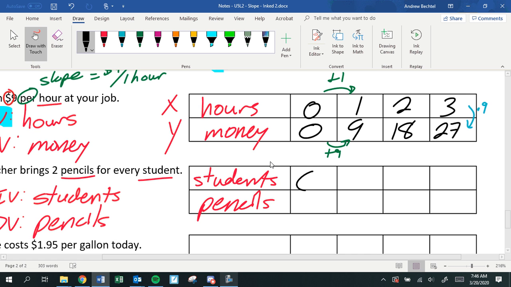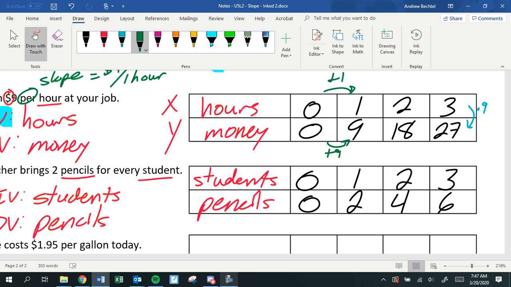If I have 0 students, I don't need any pencils. If I've got 1 student, they're going to need 2 pencils. 2 students would each need 2 pencils, so that would be 4 pencils total. 3 students would mean I need 6 pencils.